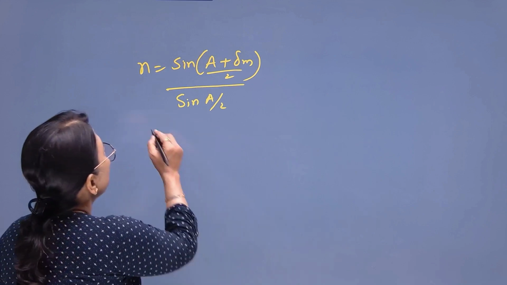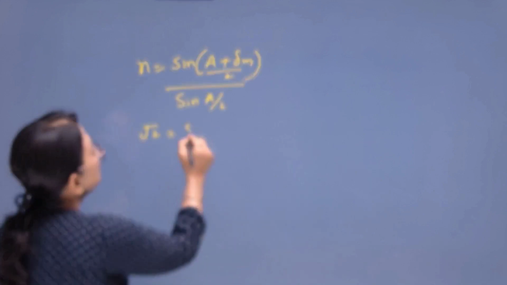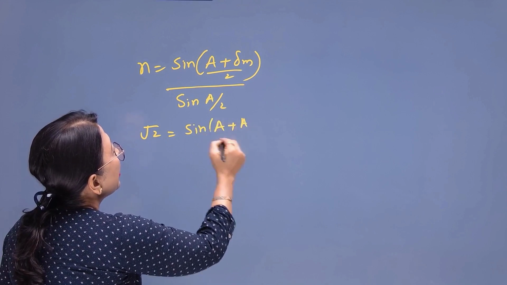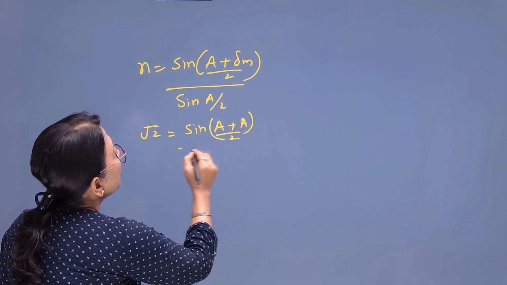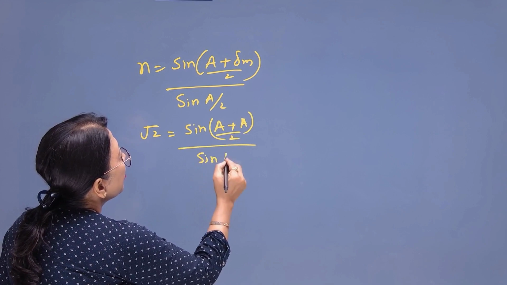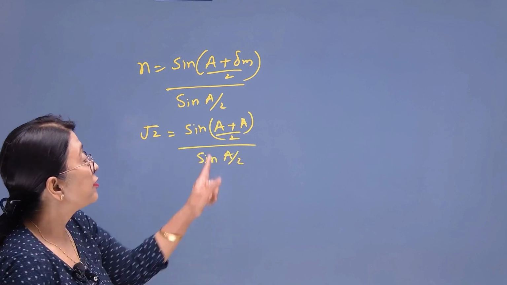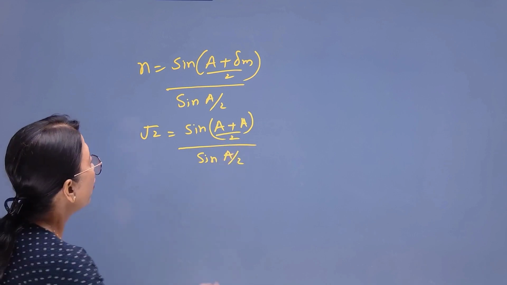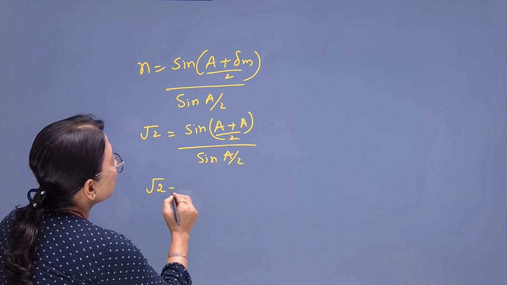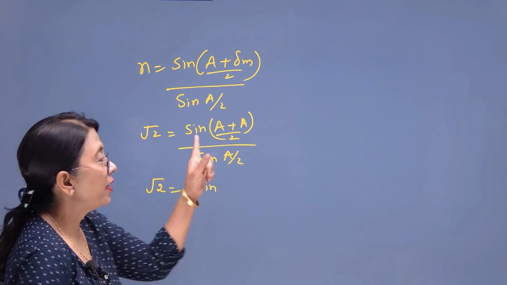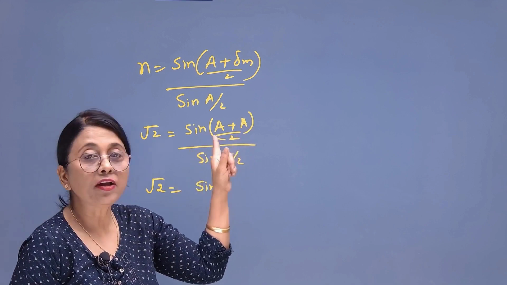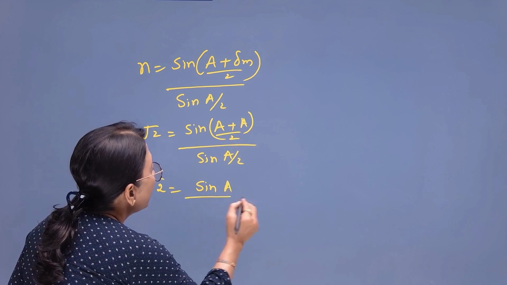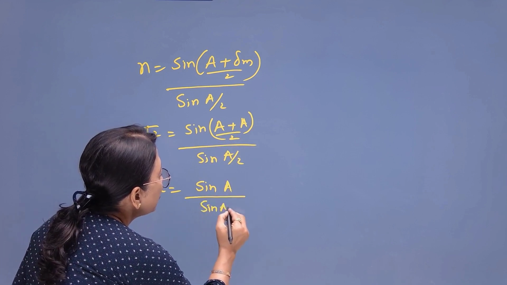So N is equal to √2 sin A plus del M की जगह भी क्या लिखा जाएगा? A. So 2A by 2 divided by sin A by 2. So this is 2A by 2. 2A by 2 का मतलब क्या है? 2 will go and you are going to get sin A. So √2 is equal to sin. ये समझ में आया ना आपको? 2A आएगा. 2A divided by 2 will give you A. So you are going to get sin A divided by sin A by 2.